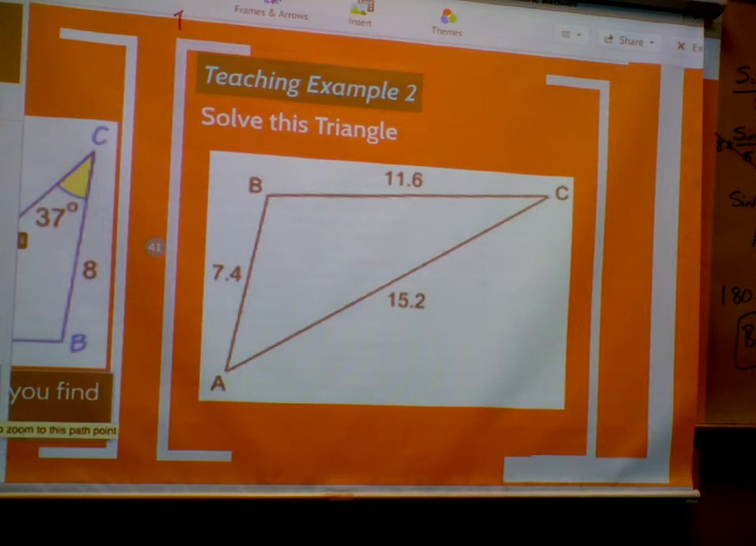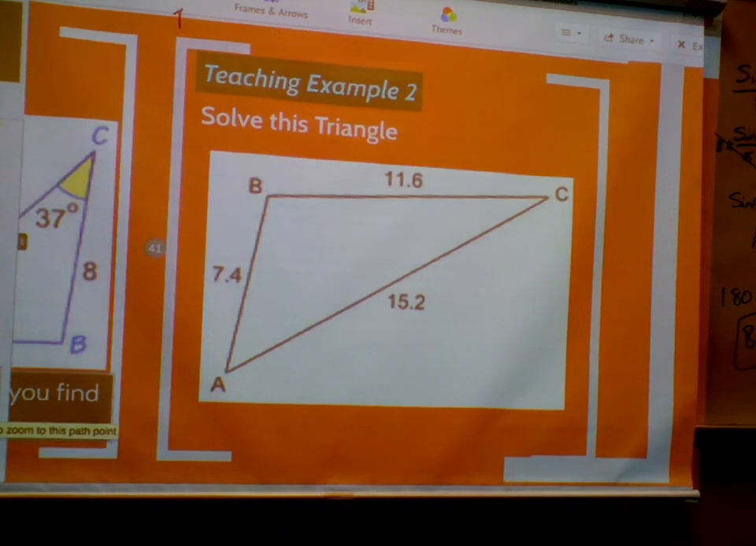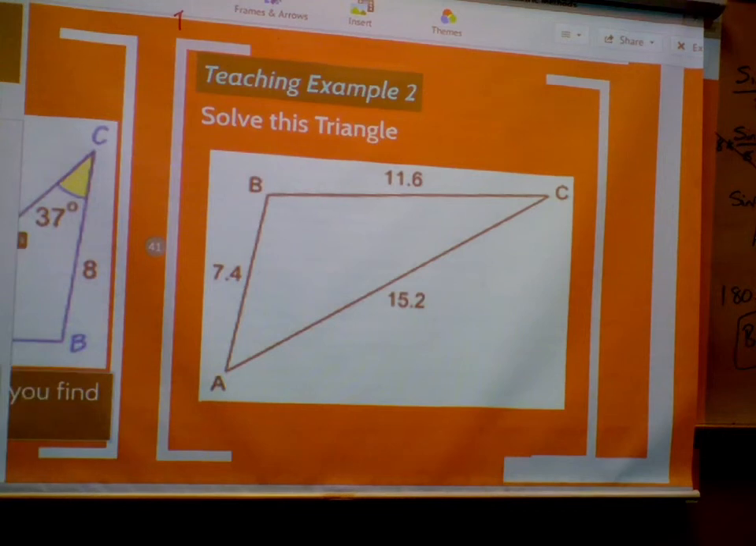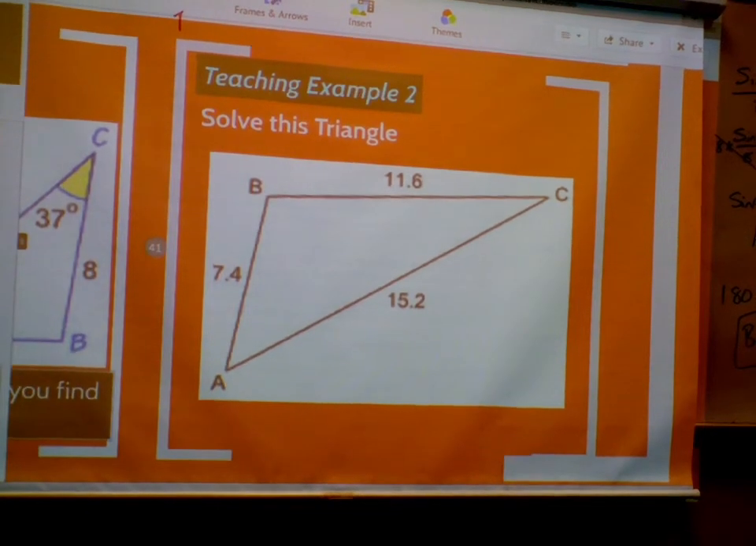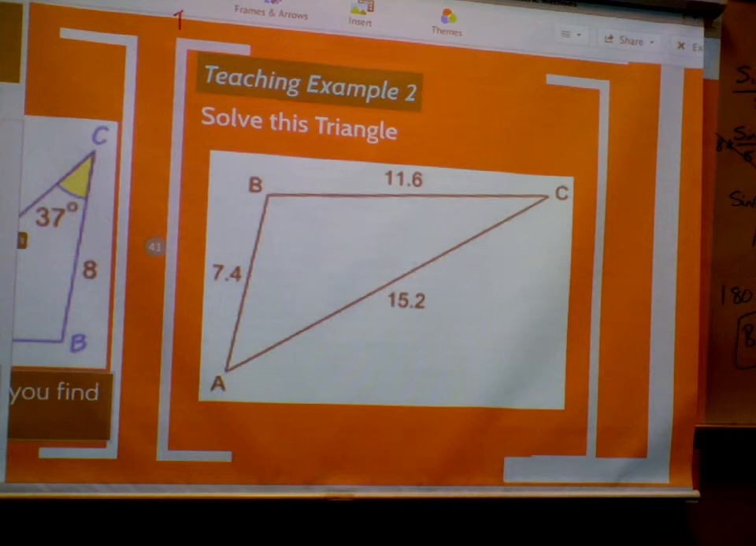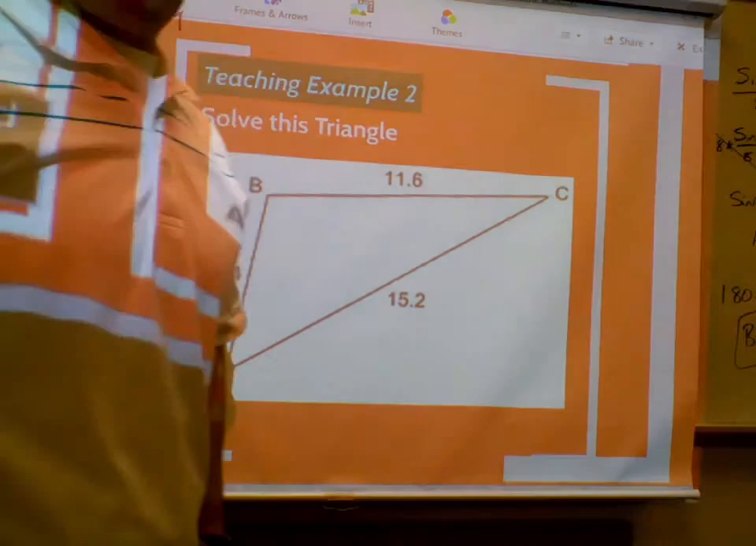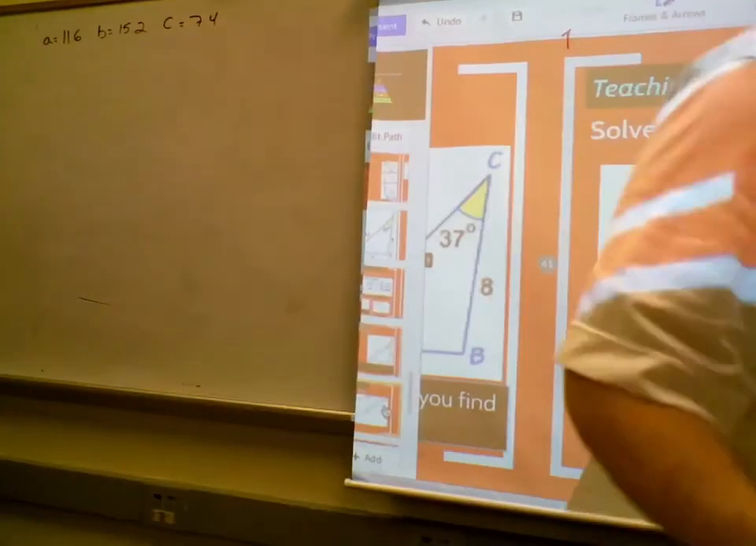What's the big difference here? There are no angles. Right? We have all 3 sides. So, what's little a? 11.6. What's little b? 15.2. What's little c? 7.4.